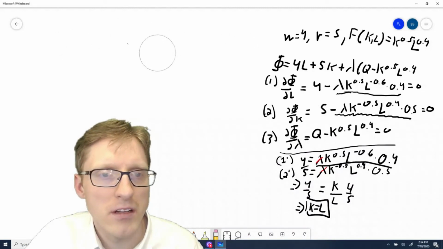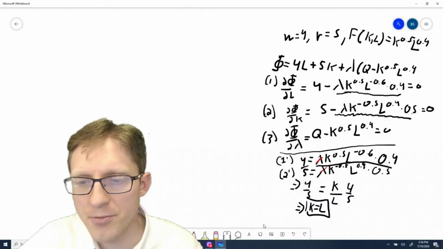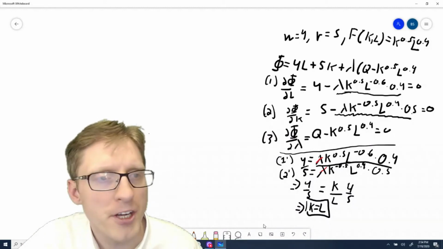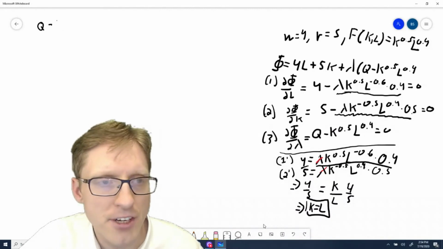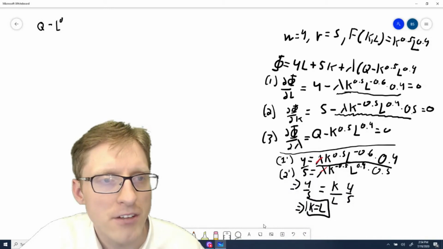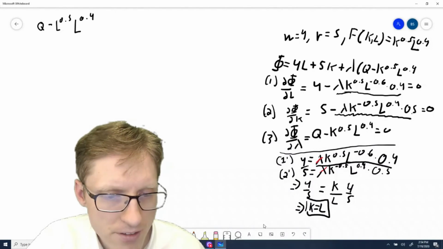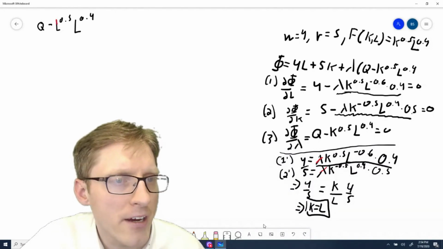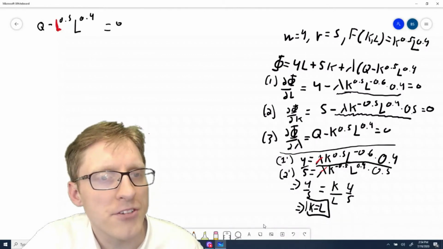And then we'll go through it. So let's plug in for k. So in the third equation, we have q minus k to the 0.5. Well, if we plug in for L, it just becomes L to the 0.5 times L to the 0.4. Right? So this part right here is what I plugged in. I plugged in L for k. Okay. And we know that's equal to 0.